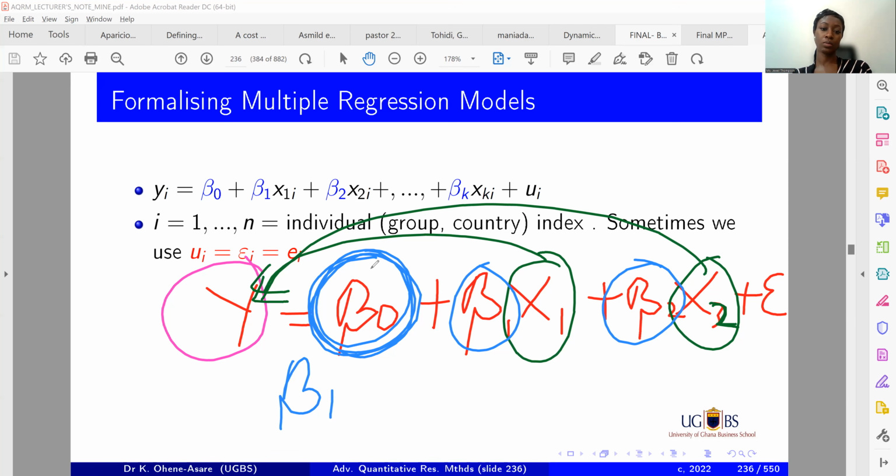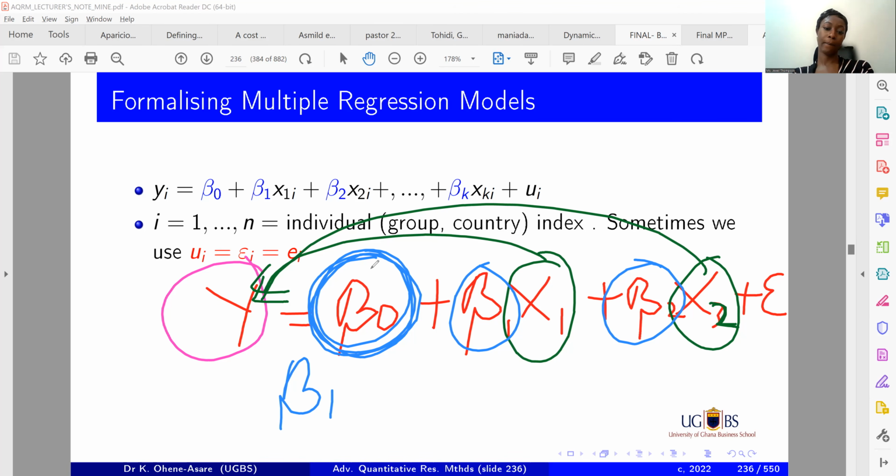So its use is not really pronounced, but it is only useful when you are doing prediction. When you want to predict what the dependent variable is, this beta naught becomes useful. But aside from prediction, it has no economic interpretation. So the most important ones are the beta 1, the beta 2 that are multiplying the independent variables.